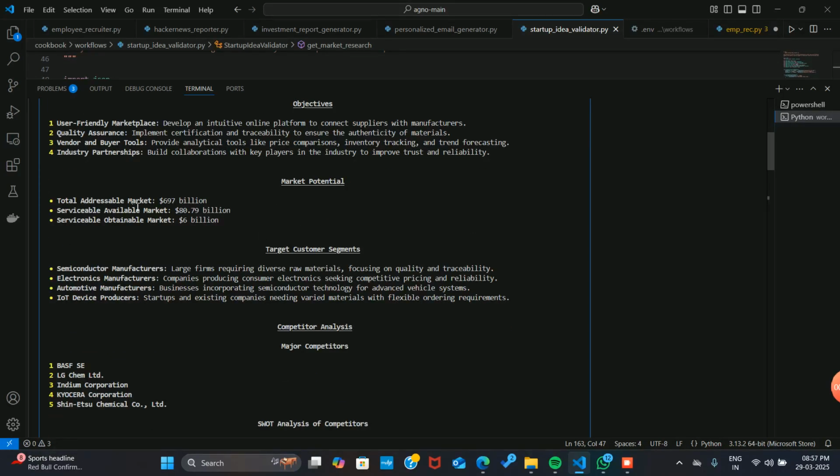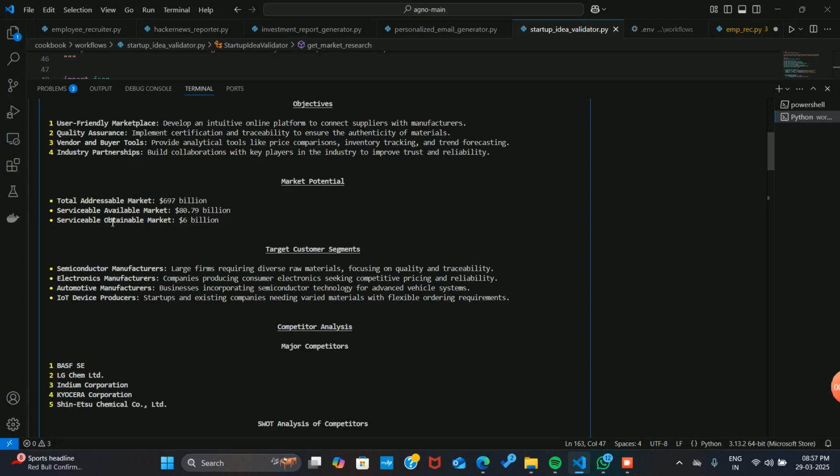Look at this, the TAM I was talking about, total addressable market, $697 billion. It's huge. It's really huge. I just randomly put in the startup idea, but now I'm realizing the potential of it. See, we are all full of ideas. The only thing is how much of it we can execute.